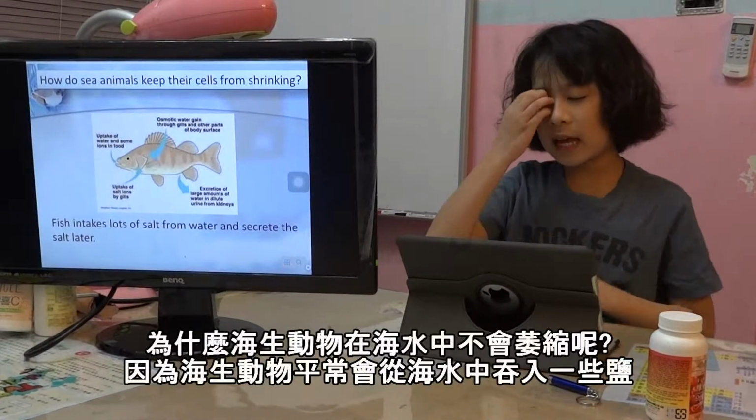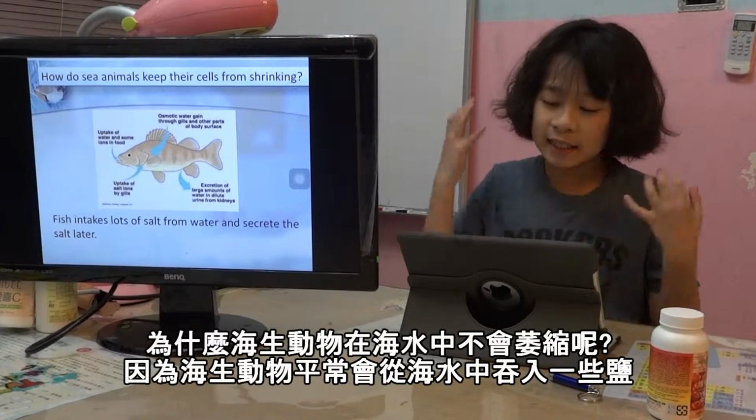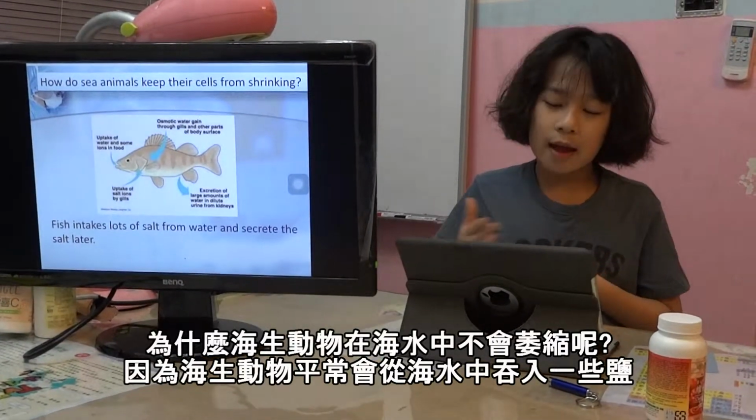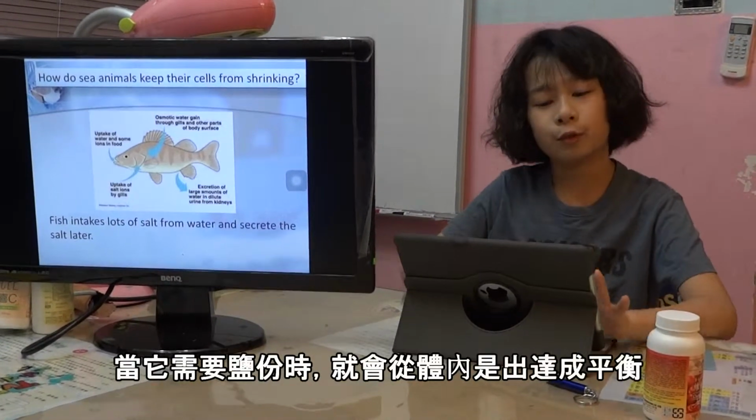Now how do you see that animals won't shrink in salt water? Because they eat a lot of salt and release some water. And when they need the salt, they will just release it, so they won't shrink.